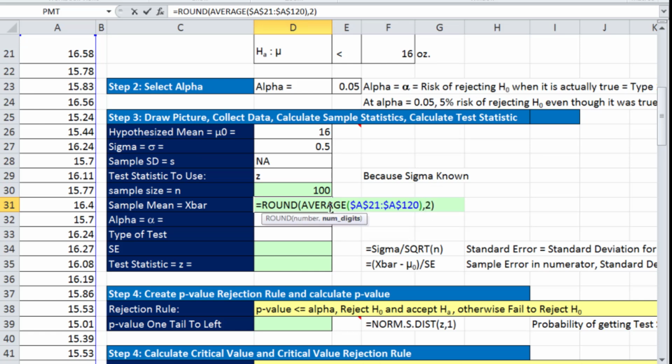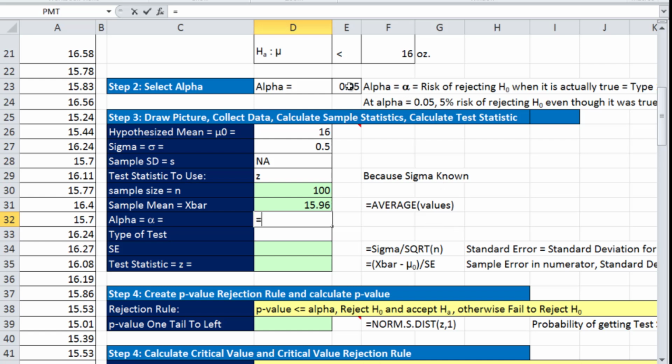So round some number, whatever it is, a number, a formula, a function. We have average. I'm going to select 2 because I want it to round to the second digit. Here, you can see over here, there's the decimal, and you count 1, 2. So that's the position I want to round to, and that is a 2. So I get 15.96. So our sample shows a little bit of underfilling.